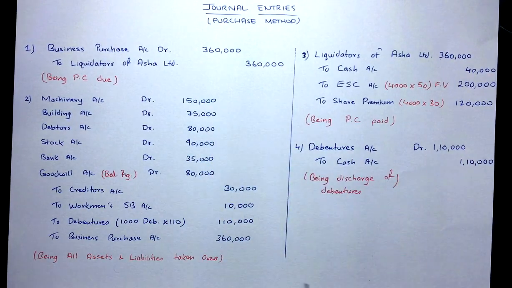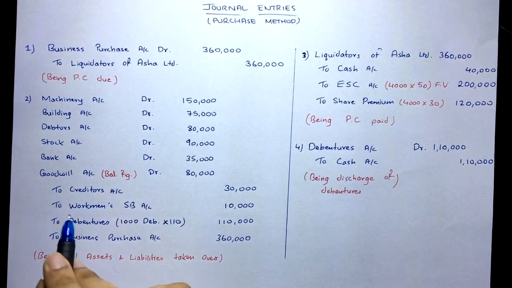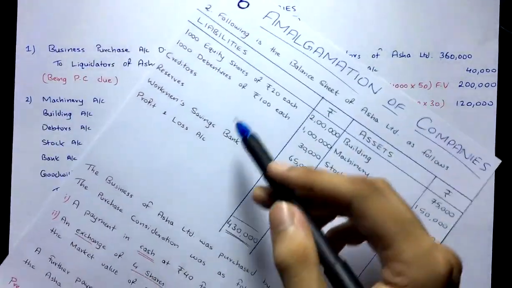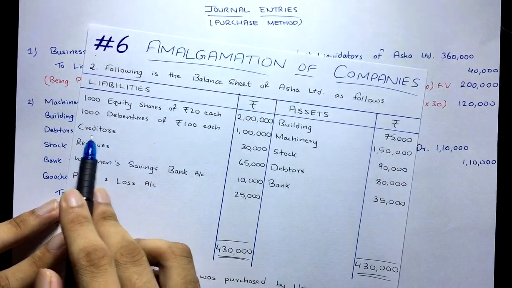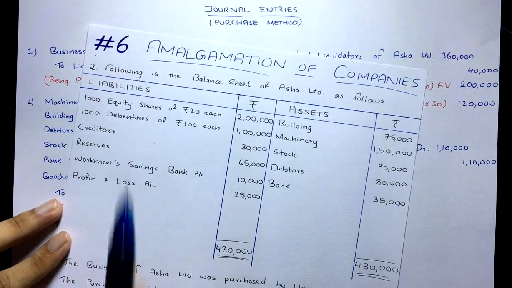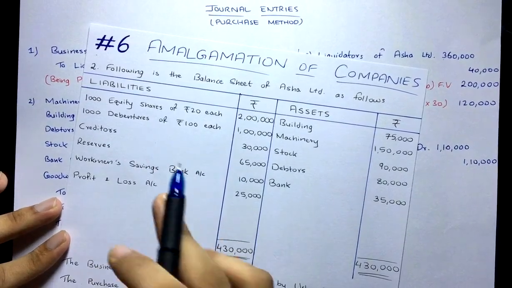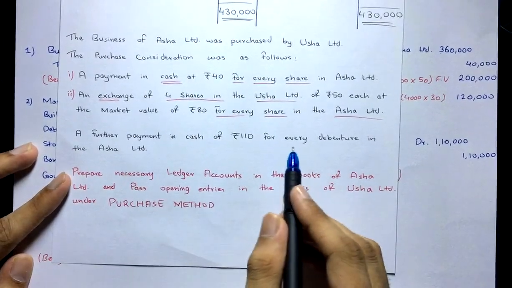Fine. And then what do we do? And then take all the liabilities also. We'll come to the goodwill later. See here, creditors, workmen's savings bank account, debentures. You have to take over the value of all the liabilities also. Creditors, workmen's savings bank and debentures. But in this question, only one agreed value is there, of debentures. See here, they have said debentures have been taken over.